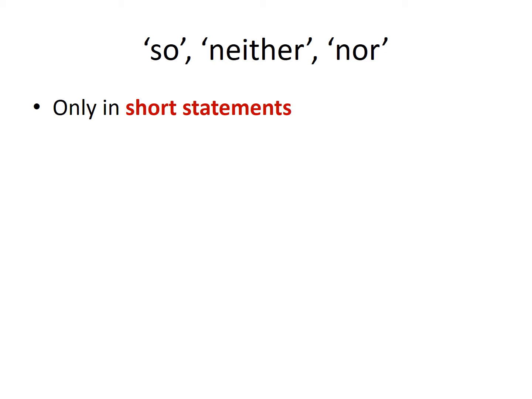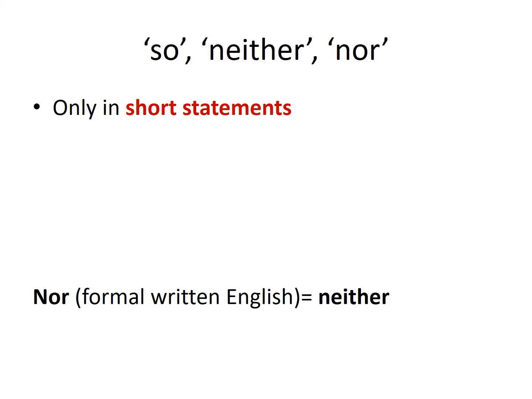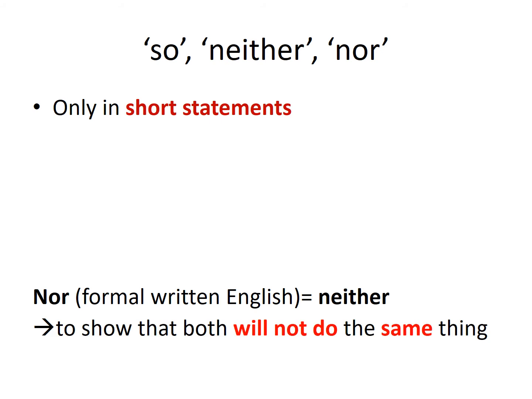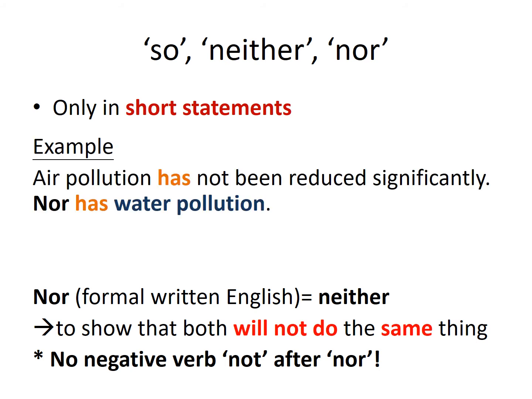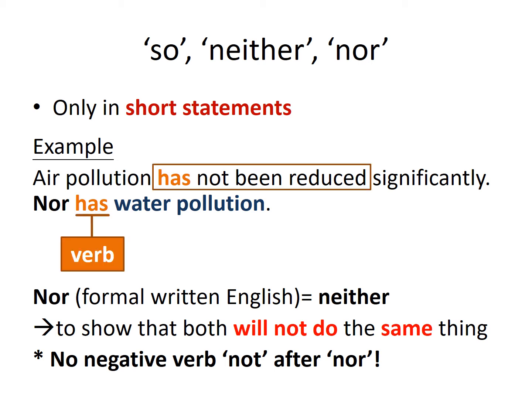Only that nor is more commonly used in formal written English. Still, both neither and nor mean both not doing the same thing, and both of them are not followed by any negative verbs. As you can see in this example, air pollution has not been reduced significantly, nor has water pollution. The sentence with nor only takes the first part of the verb, has, and it is followed by the subject, water pollution.